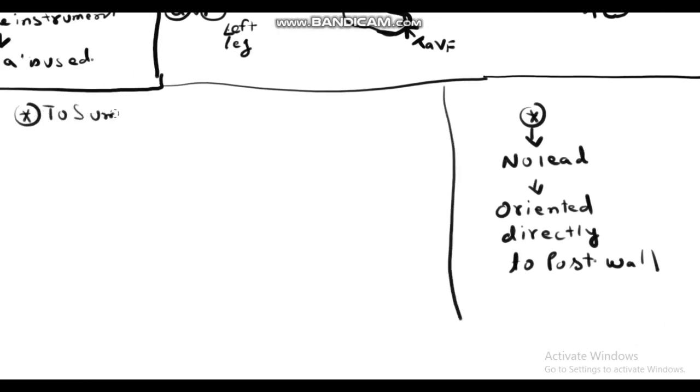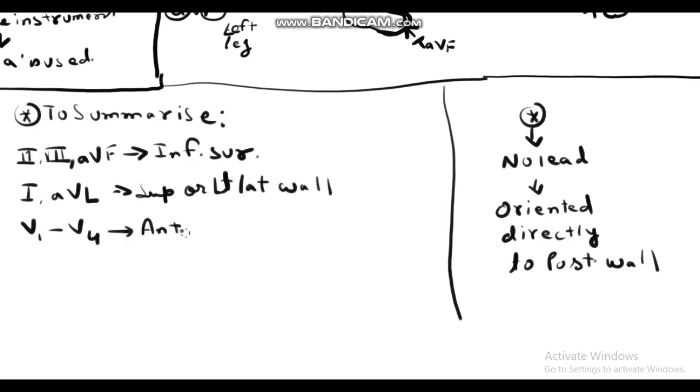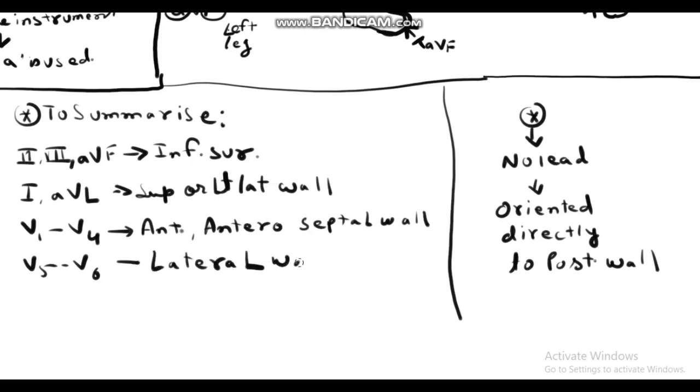So to summarize overall, to understand which leads tell you about which part of the heart and how they are placed, which I have already discussed: leads 2, 3 and AVF tell you about the inferior surface of the heart. Lead 1 and AVL tell you about the superior or left lateral wall of the heart. V1 to V4 tell you about the anterior or anteroseptal wall of the heart. And finally V5 and V6 tell you about the lateral wall of the heart.